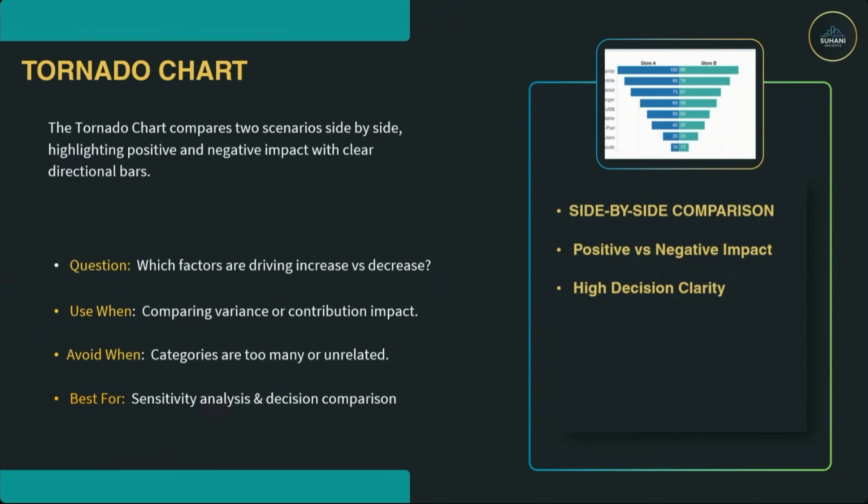If we talk about why we should avoid this chart, it will be when the categories are too many. For example, if there are three or more than three categories, then we cannot use this tornado chart, because in this there will be a single baseline, and it will be on the left side and right side only. So we can use only two sides.